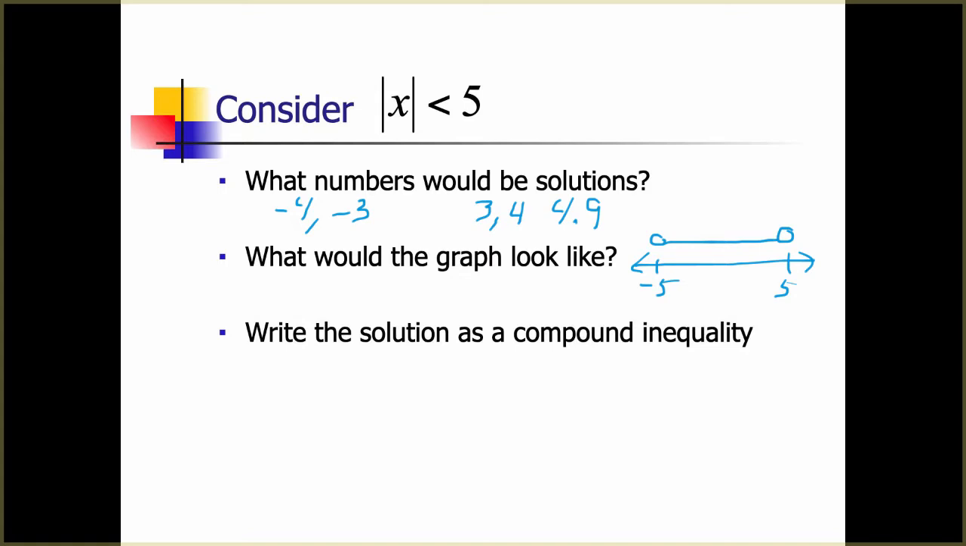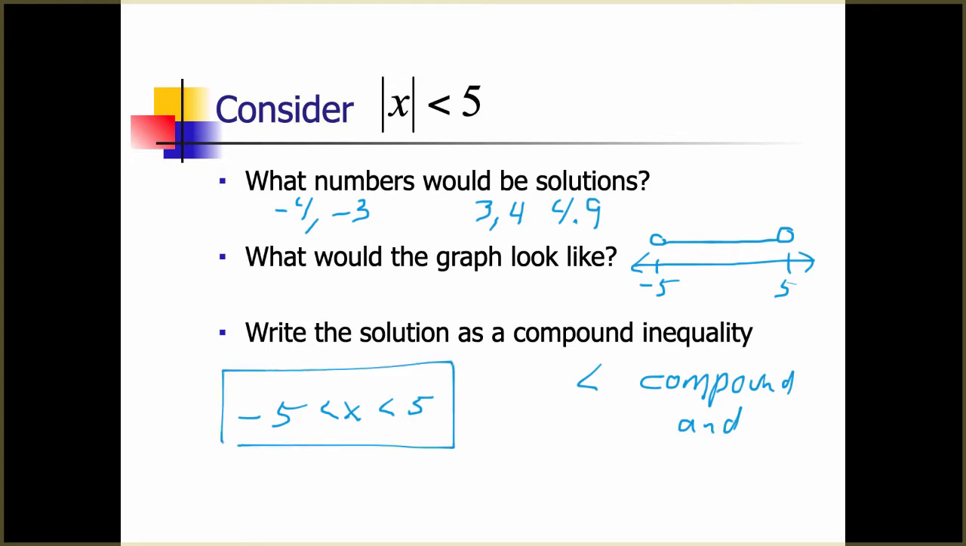And if we had to write the compound inequality of this, this is two numbers connected by a bar. This is a compound and. So -5 is less than x is less than 5. So if we have a less than symbol, it is a compound and, always. And we would write them as a compound and all together, like such. So anytime we see an absolute value is less than a number, it is a compound and inequality.